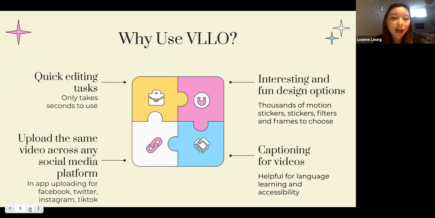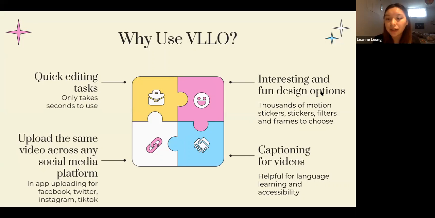So why use VLLO? I've mapped out 4 different reasons why VLLO is a good editing app. You can edit quick tasks, and it only takes a second to use because it's so easy and the interface is really nice for beginners. You can upload the same video across all social media platforms. So within the app, you can upload on Facebook, Twitter, Instagram, or TikTok, or any other social media platform just within the app. So without even saving on your phone if you don't have enough storage, or you don't want to keep uploading on every app, it's really easy to just use within that one app.